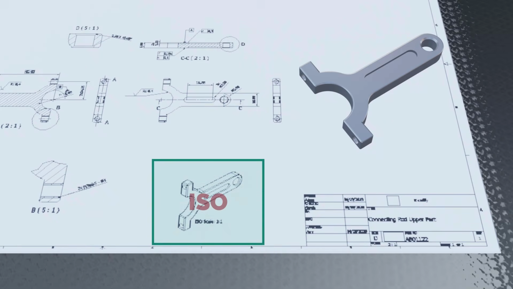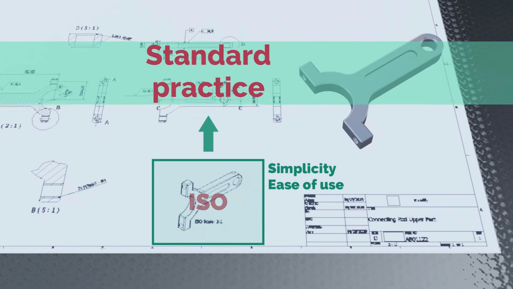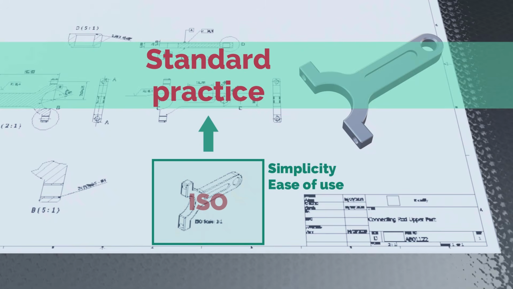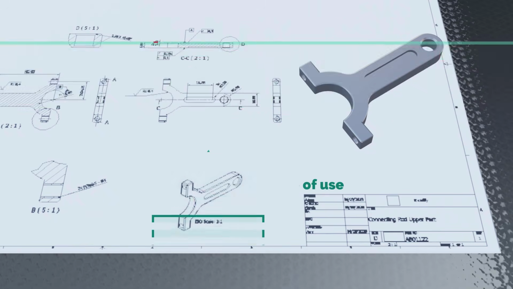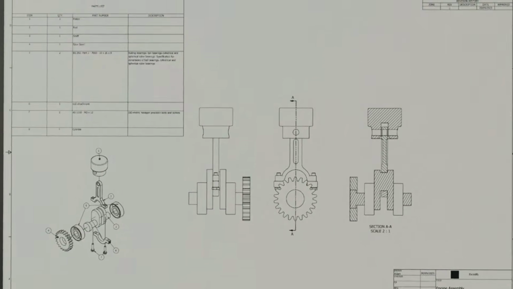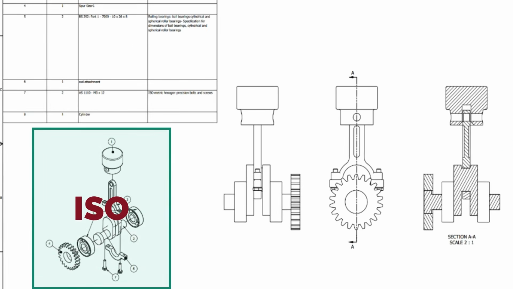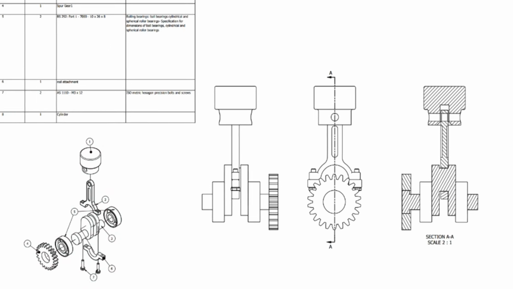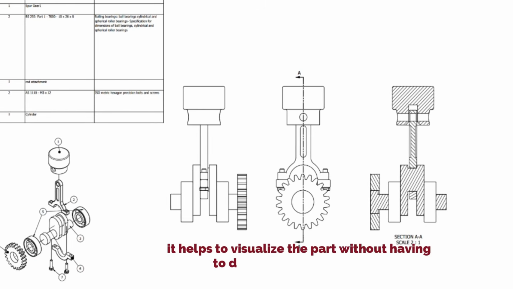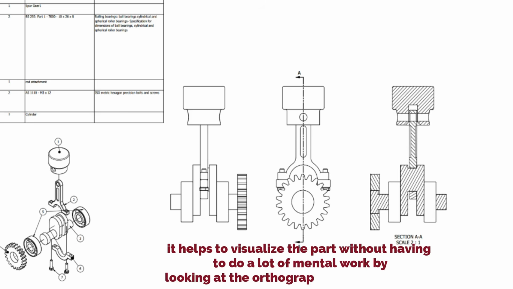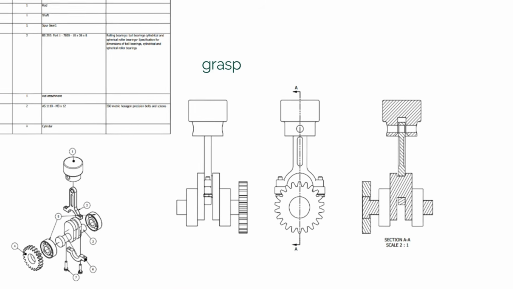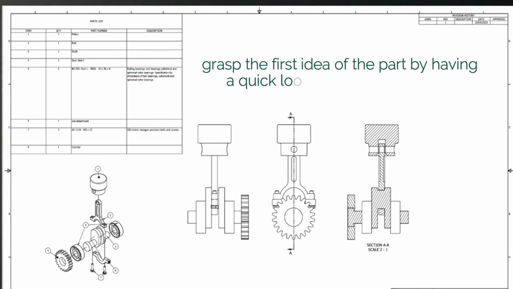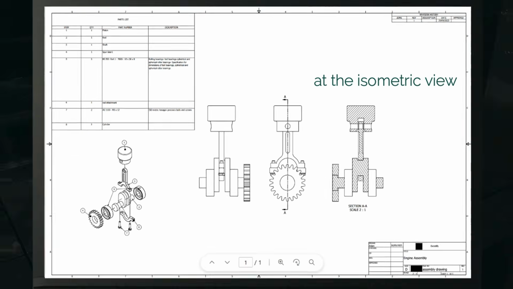Isometric projection was first introduced in the early 20th century and quickly gained popularity due to its simplicity and ease of use. It became standard practice in technical drawing and is still widely used today. Although it's not a must to have an isometric view on the drawing, almost all drawings contain an isometric view. And this is because it helps to visualize the part without having to do a lot of mental work by looking at the orthographic projection views. Even experienced engineers and people who work with technical drawings daily still grasp the first idea of the part by having a quick look at the isometric view.